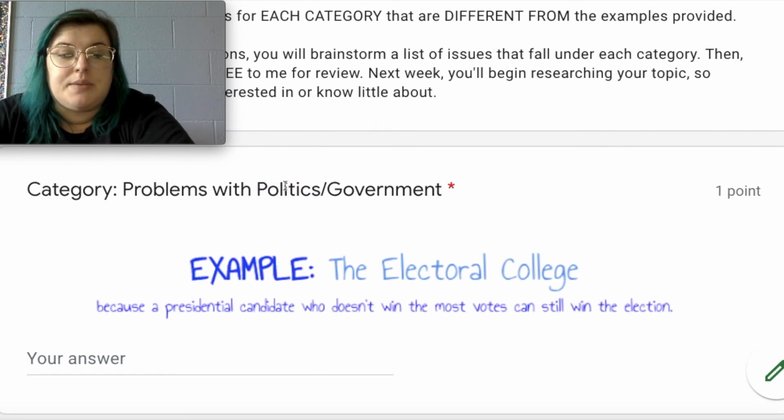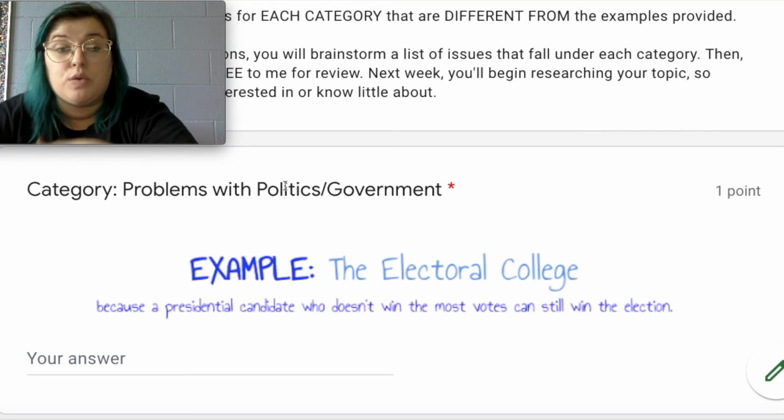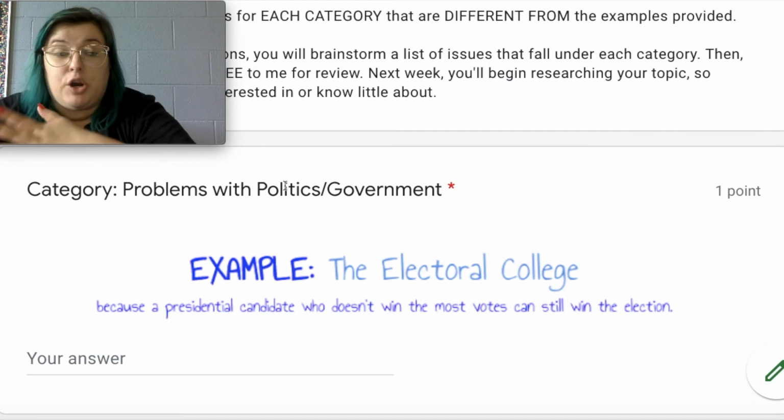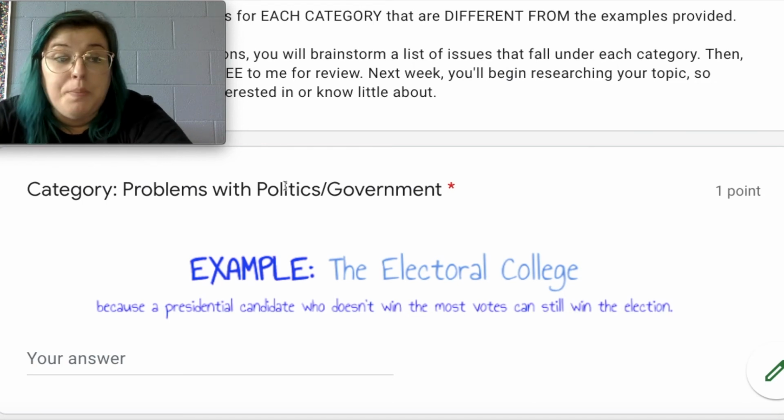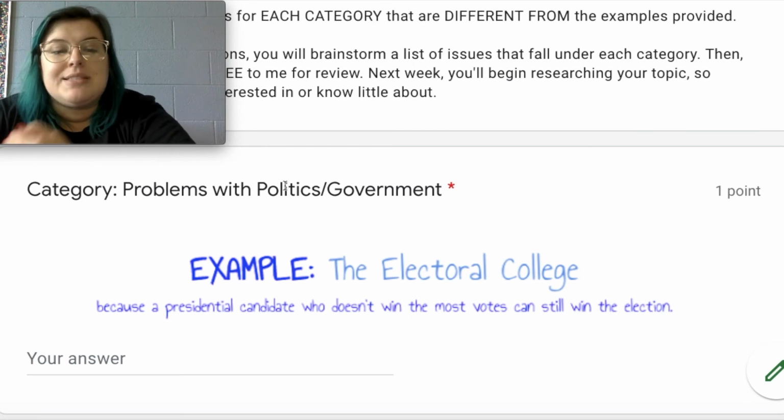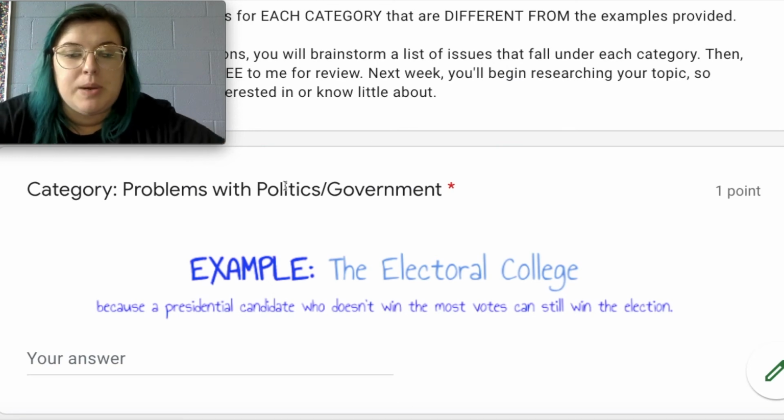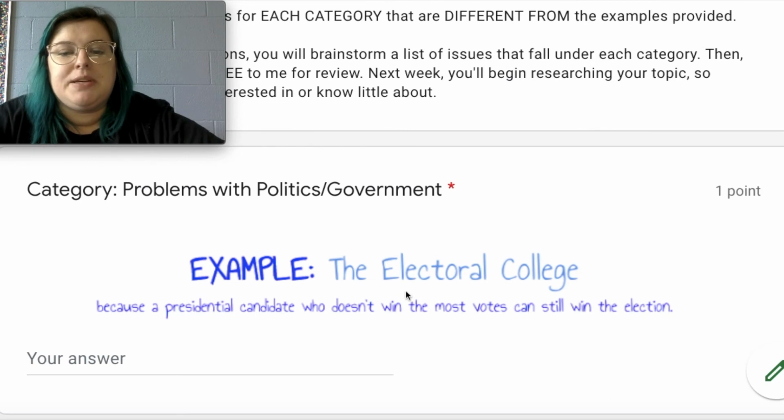Just saying something like voting. That's not specific enough. If you just say voting, I don't know what you're talking about. What do you mean there's a problem with voting? Do you mean voter fraud? Do you mean the legal voting age? Do you mean the fact that very few young people vote and mostly old people do? You can't just say some blanket statement that could be interpreted many different ways. You need to pick something that you think is a specific issue.